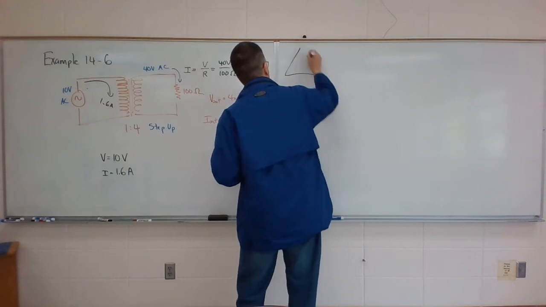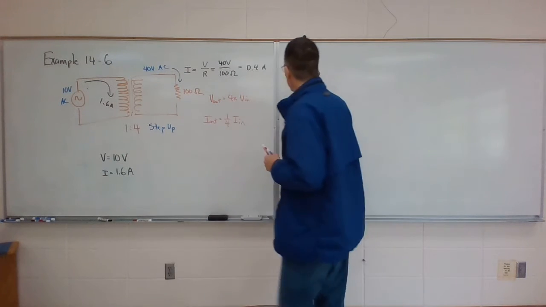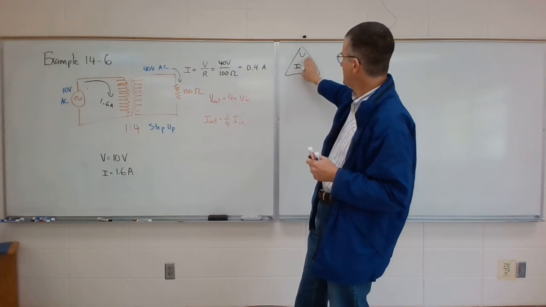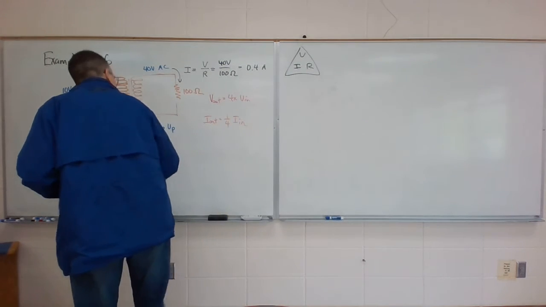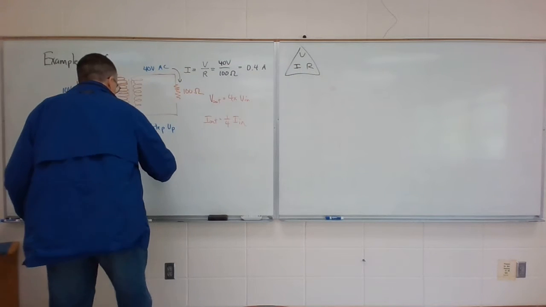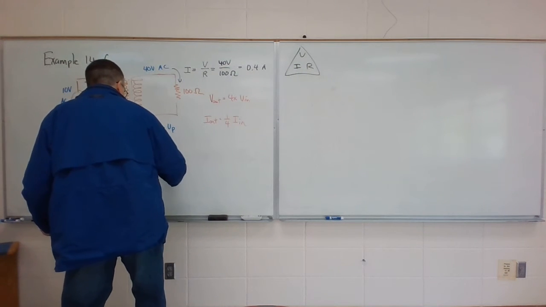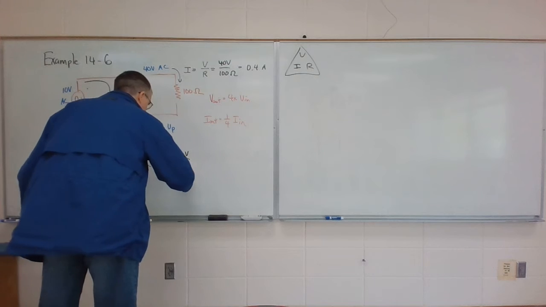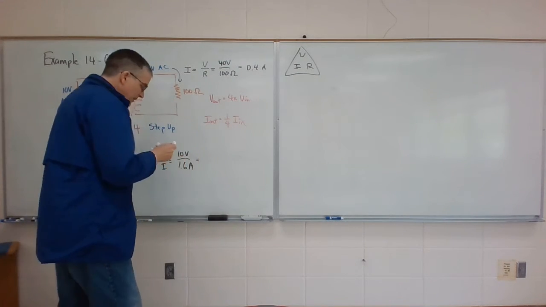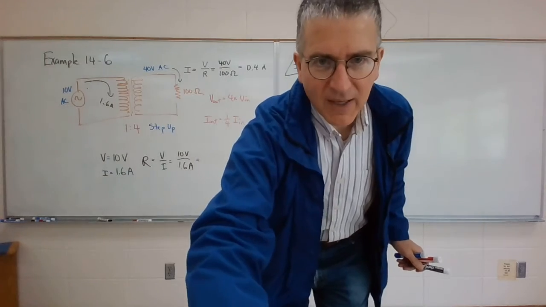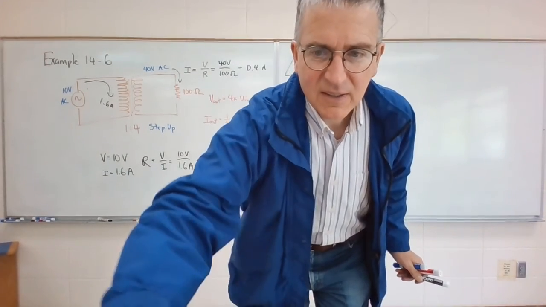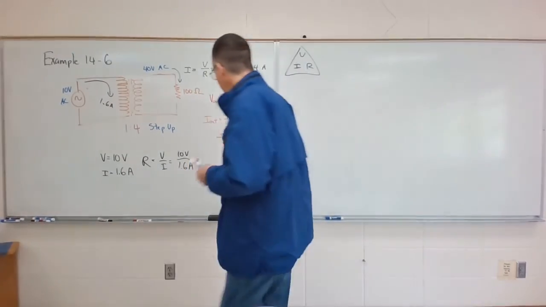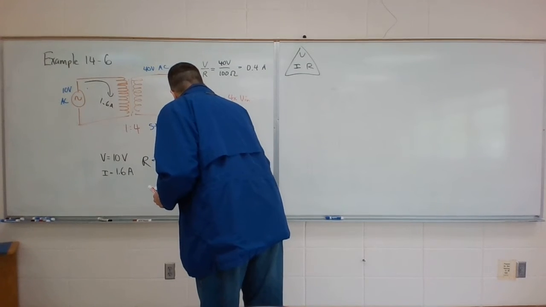I forgot to draw my Ohm's law triangle, V I R. The current is V over R, that was this. But I want the resistance. R equals V over I. So I have 10 volts divided by 1.6 amps equals, go to my calculator here, 10 divided by 1.6, 6.25 ohms.